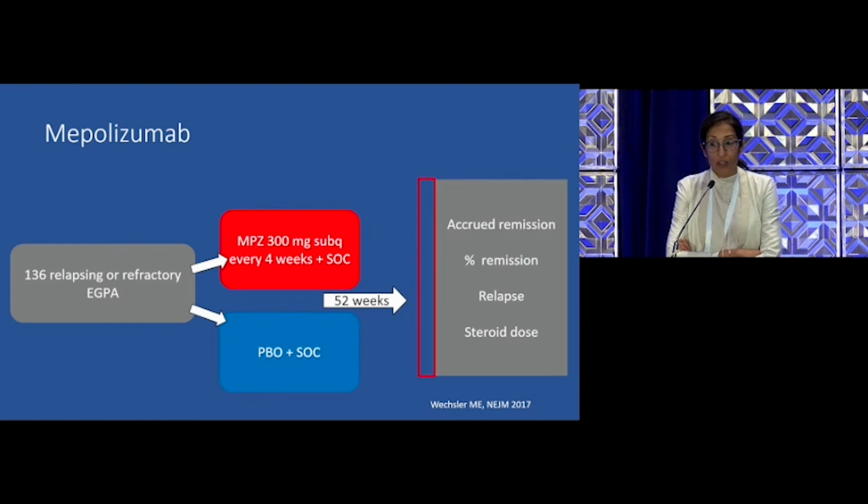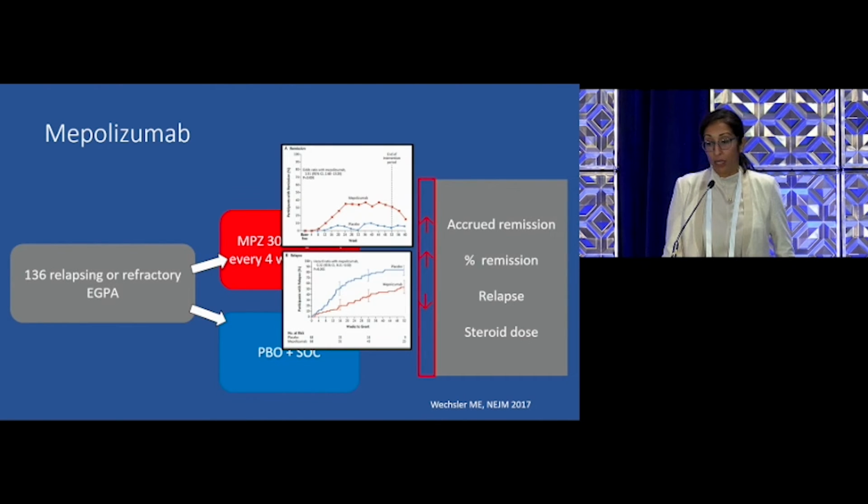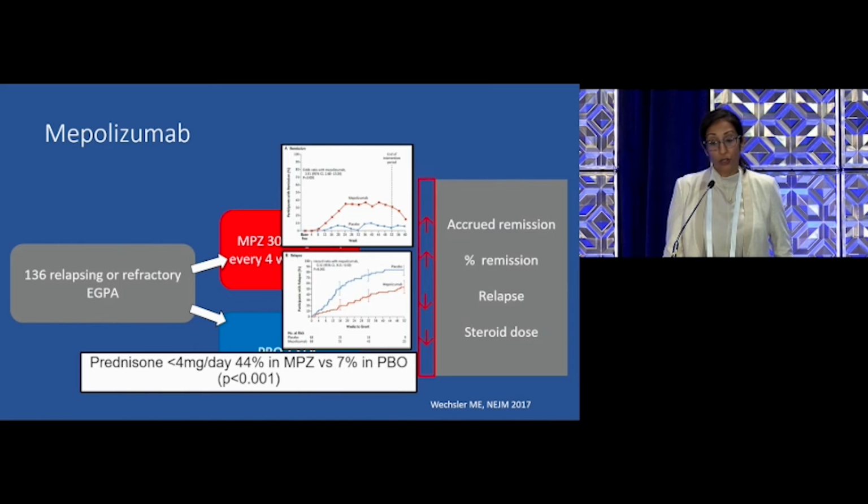So what they were looking at in this trial was accrued remission. So how many weeks out of that year were you in remission? The percentage of people that were able to get remission, what was the relapse rate, and then what was the steroid dose. What they found was that there was more accrued remission and people achieving remission on Mepolizumab. There was a lower relapse rate, and in terms of steroid dose, by the end of this trial you were able to get prednisone to less than 4 milligrams a day in the Mepolizumab arm, half of the time almost, versus only 7% in placebo. So it did have a significant steroid-sparing effect as well.